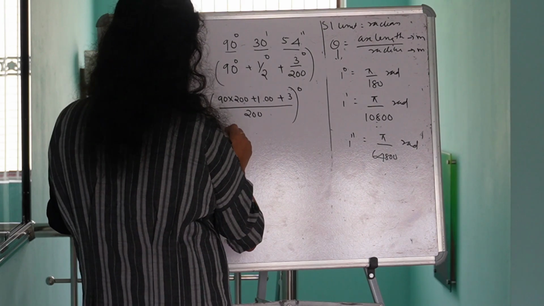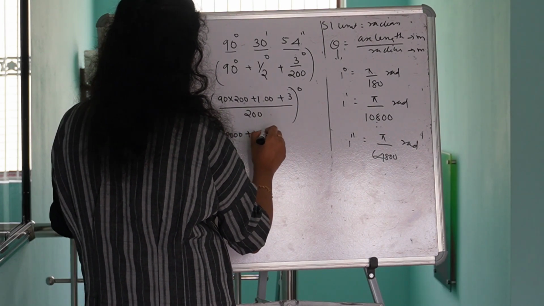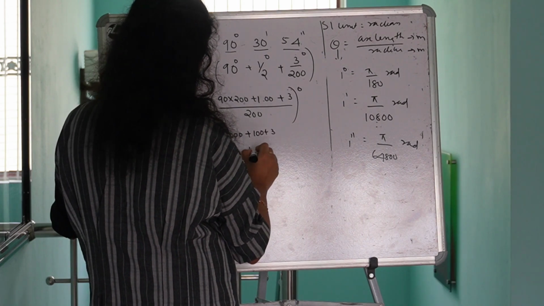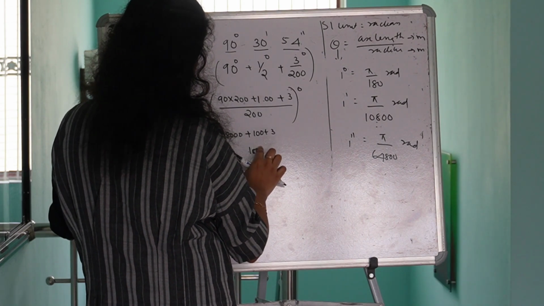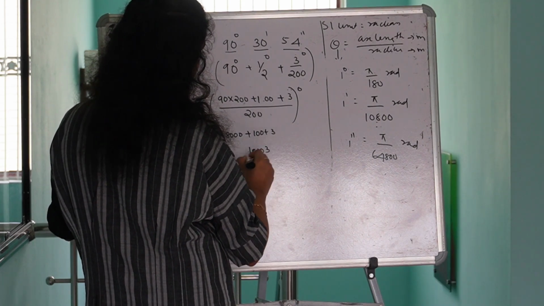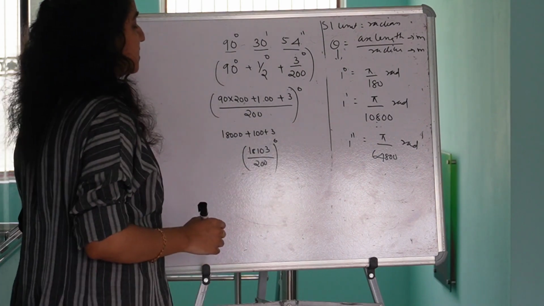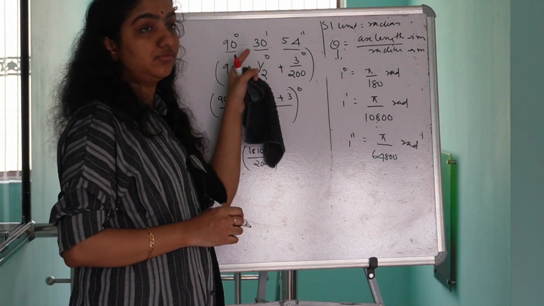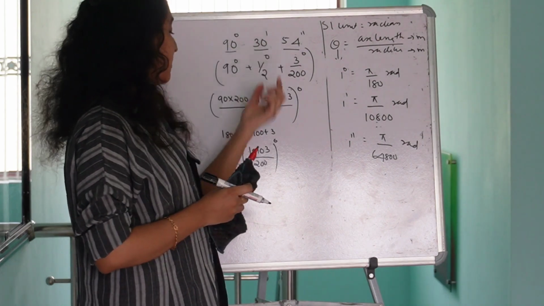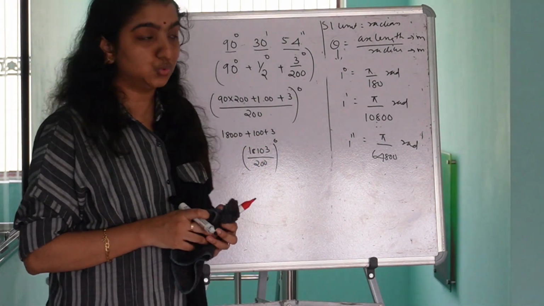90 into 200 means 18,000 plus 100 plus 3. So 18103 divided by 200 degrees. So the total angular measurement of this particular value in degrees is 18103 divided by 200.